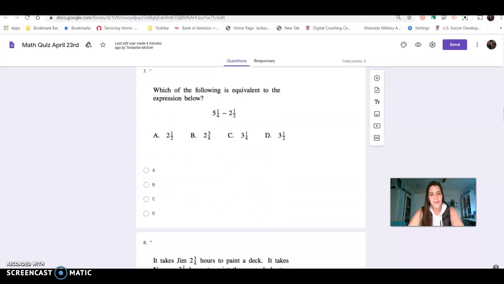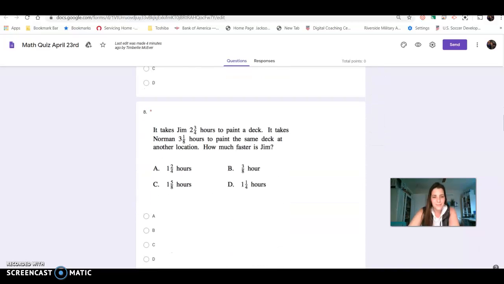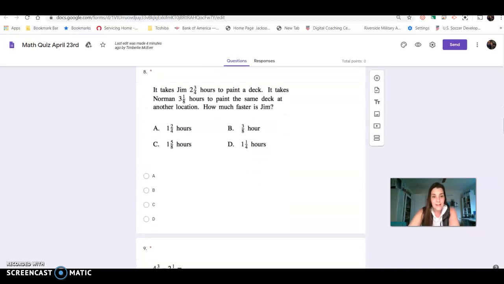Number 7, which of the following is equivalent to the expression below? Number 8, it takes Jim 2 3/4 of an hour to paint a deck. It takes Norman 3 1/8 of an hour to paint the same deck at another location. How much faster is Jim?